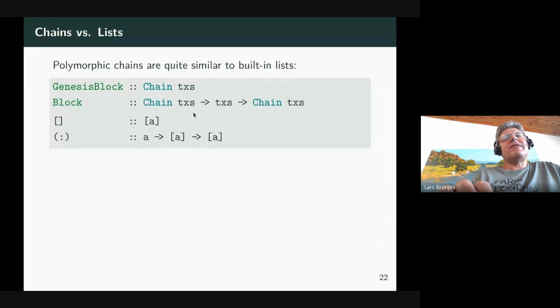Because lists are so important in Haskell, there is syntactic sugar for them. Normally we just learned that types always start with a capital letter, and if a type has arguments, it's the name of the type, like Chain, and then the name of the argument. For lists, there is a special notation in Haskell: square brackets around the element type. So this is the type of lists where the elements have type A.